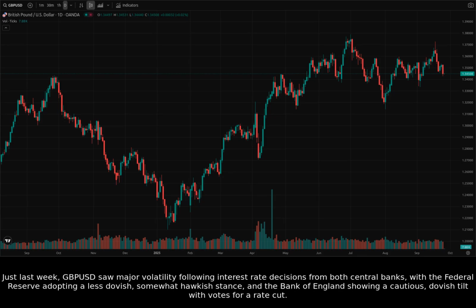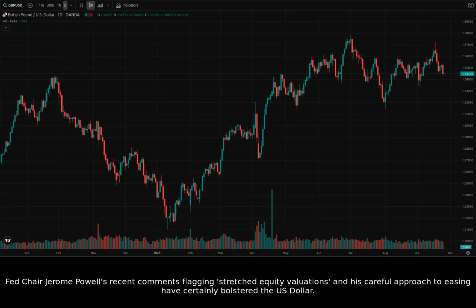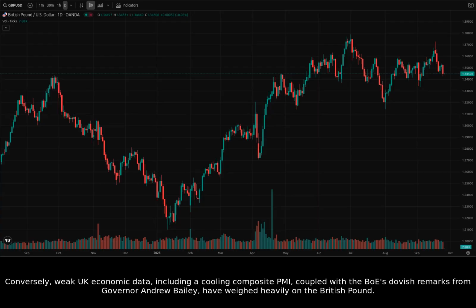Just last week, GBPUSD saw major volatility following interest rate decisions from both central banks, with the Federal Reserve adopting a less dovish, somewhat hawkish stance, and the Bank of England showing a cautious, dovish tilt with votes for a rate cut. Fed Chair Jerome Powell's recent comments flagging stretched equity valuations and his careful approach to easing have certainly bolstered the US dollar. Conversely, weak UK economic data, including a cooling composite PMI, coupled with the BOE's dovish remarks from Governor Andrew Bailey, have weighed heavily on the British pound.